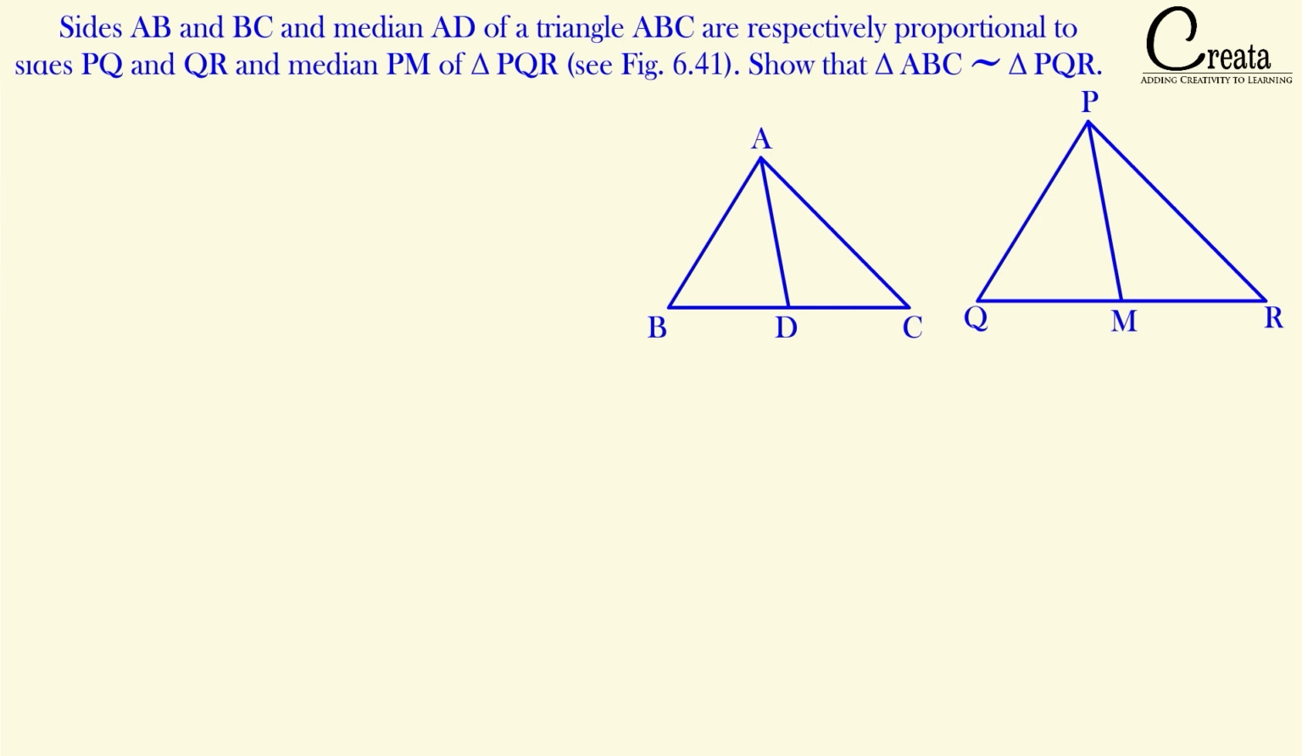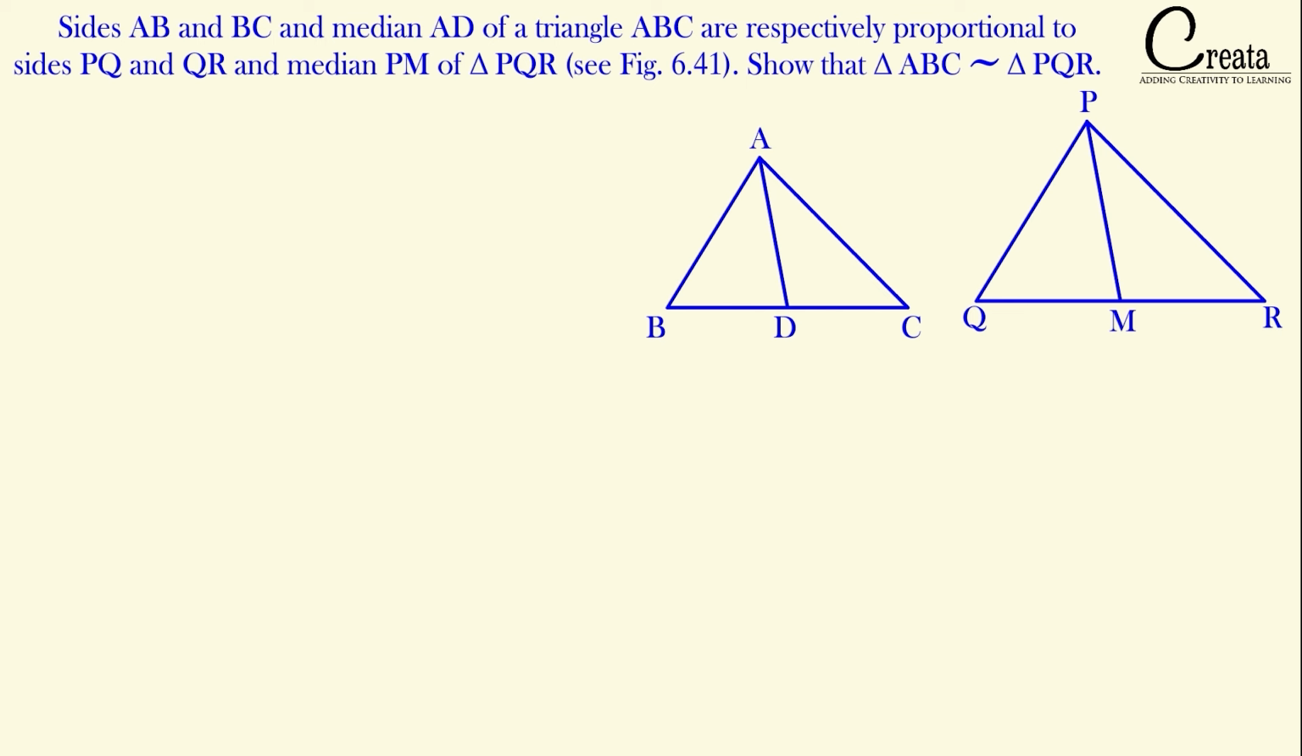The question is: the sides AB and BC and median AD of a triangle ABC are respectively proportional to sides PQ and QR and median PM of triangle PQR. Show that triangle ABC is similar to triangle PQR. As our first step, we will observe the question and also the given figure.